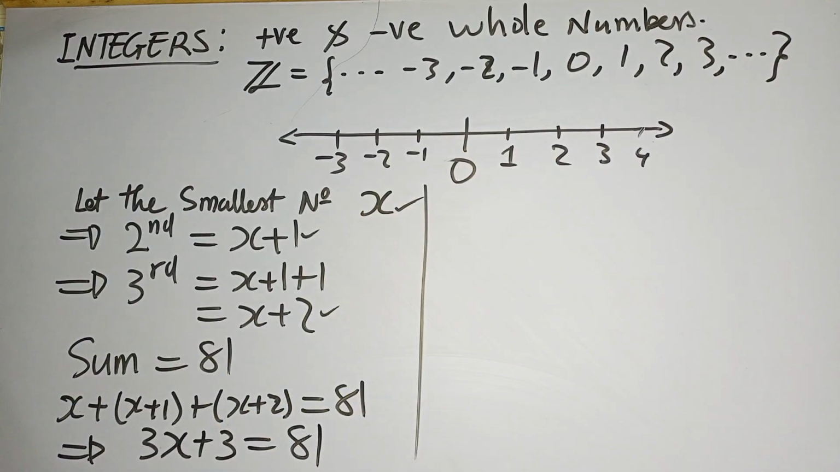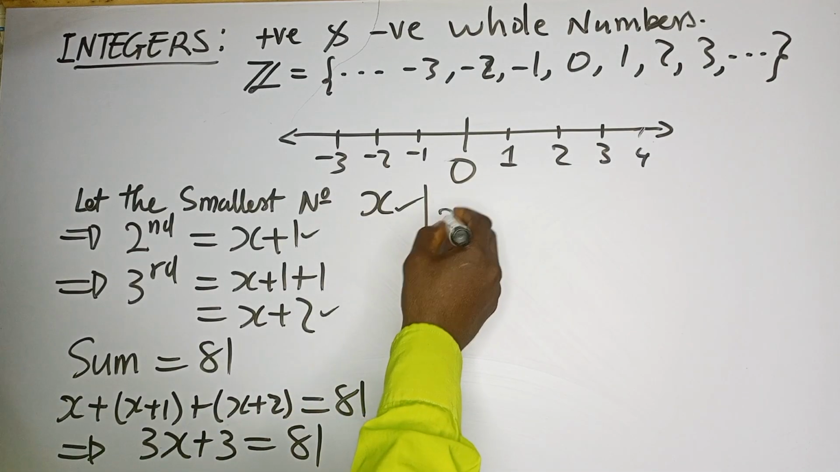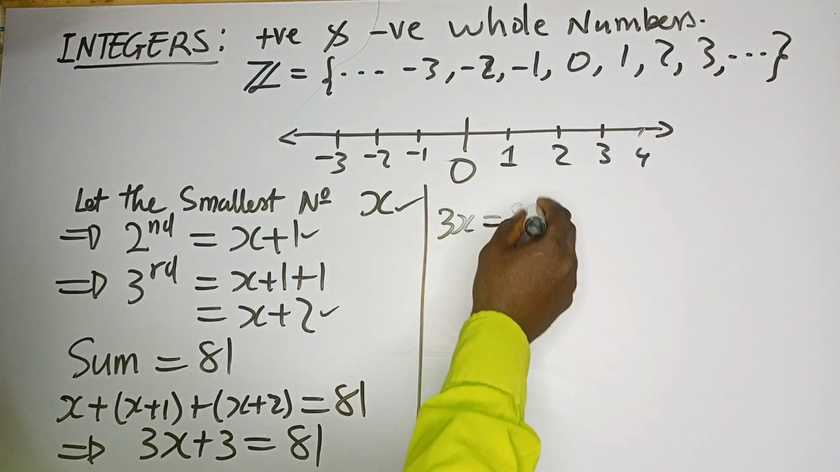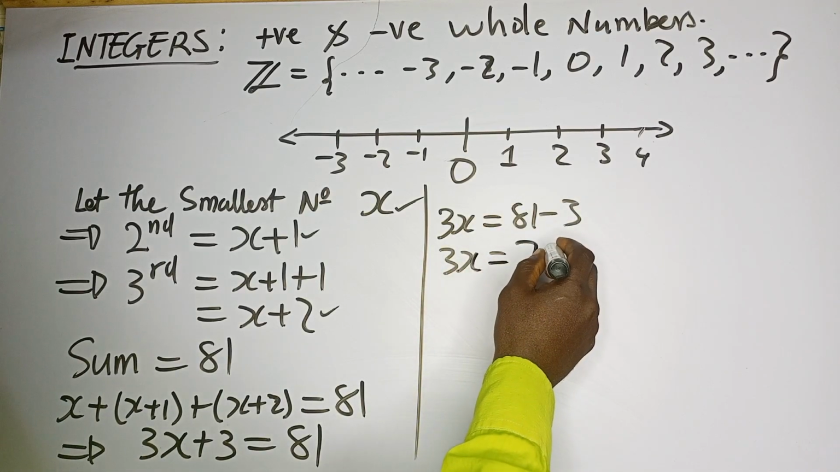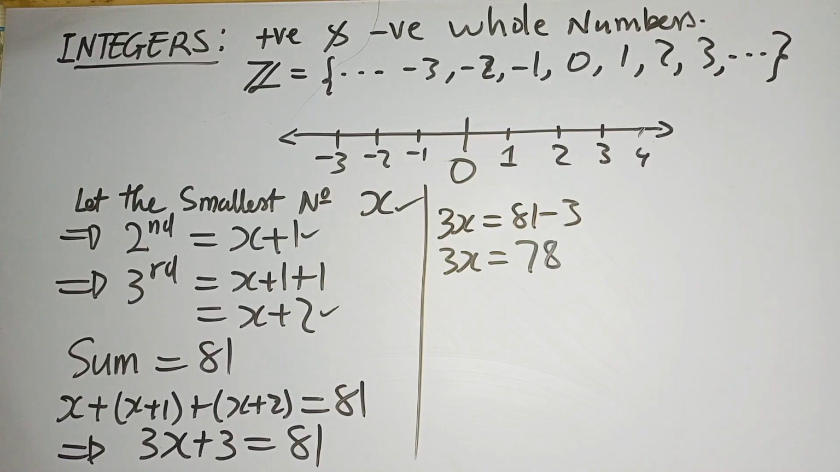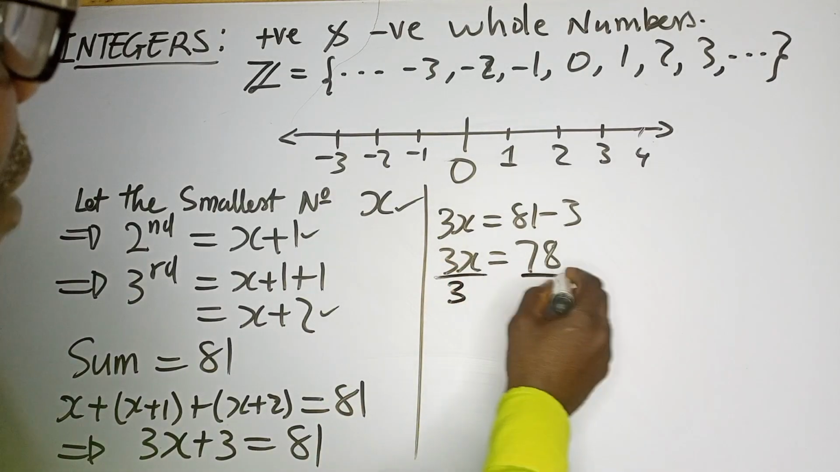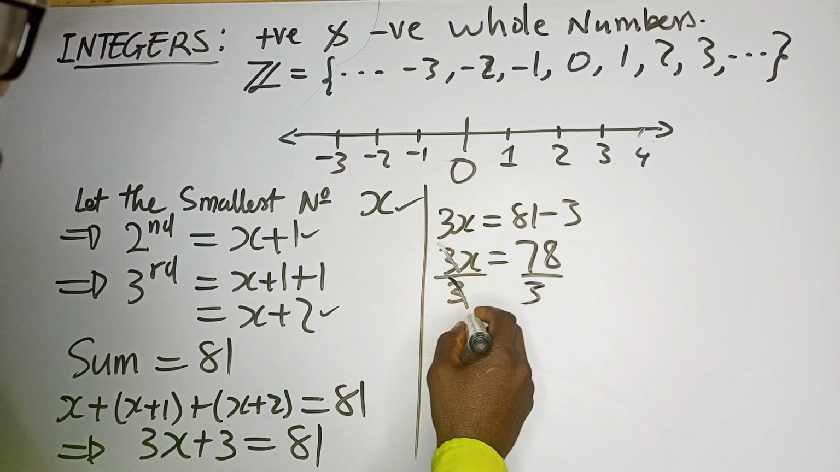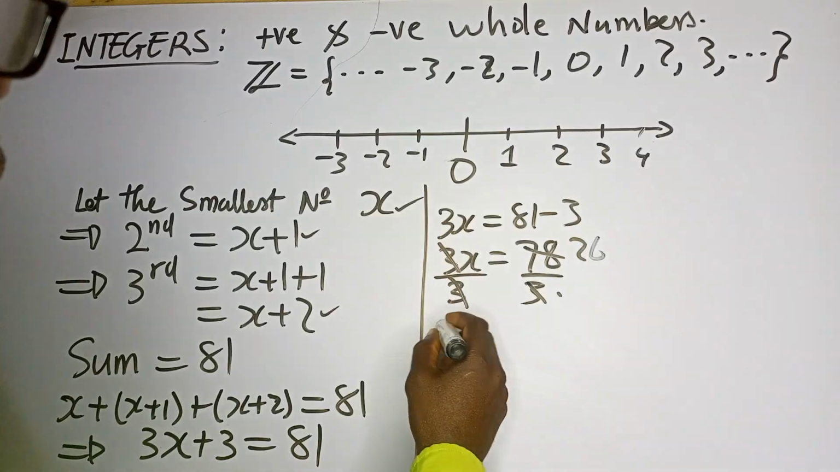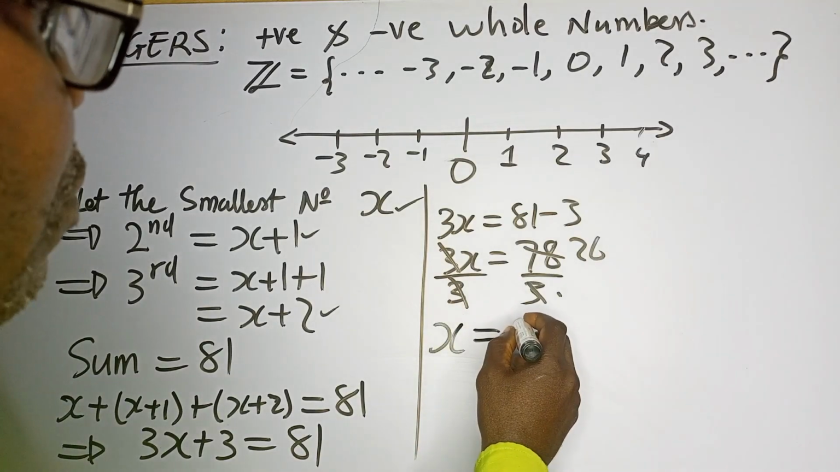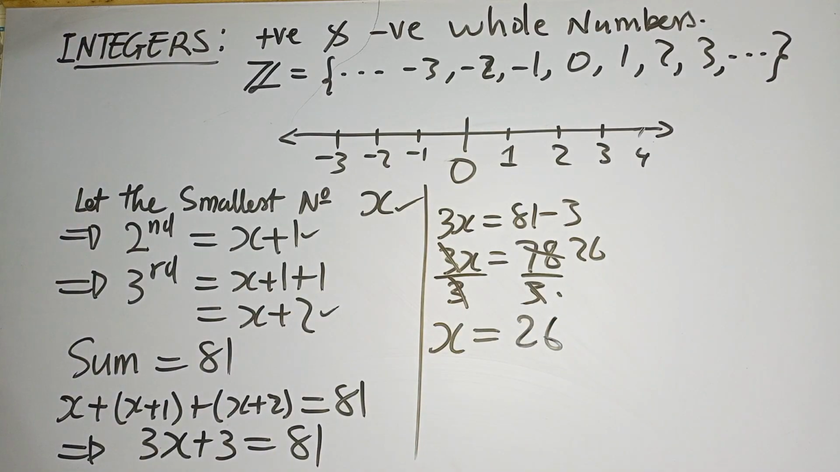Okay. So we'll take this positive 3 from the left hand side to the right hand side, becomes negative 3. So we'll have 3x is equal to 81 minus 3. 3x will be equal to 78. 81 minus 3 is 78. Now to get x, we divide both sides by 3. So 3 here, 1, 3 there, 26. So the smallest of the integers will be 26.